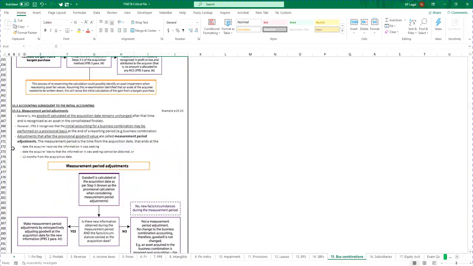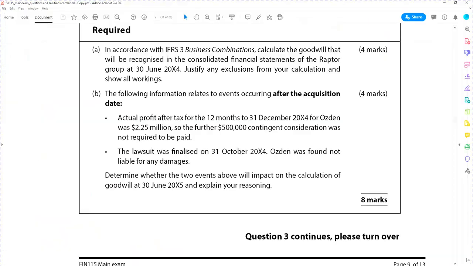Okay, so a few other things about this is it must actually relate to pre-acquisition information. For example, you bought your business and you're just waiting for information relating to an event pre-acquisition. You can adjust your goodwill for that. If it's relating to new information after settlement date, you can't adjust your goodwill. Okay, so let's have a look at the question.